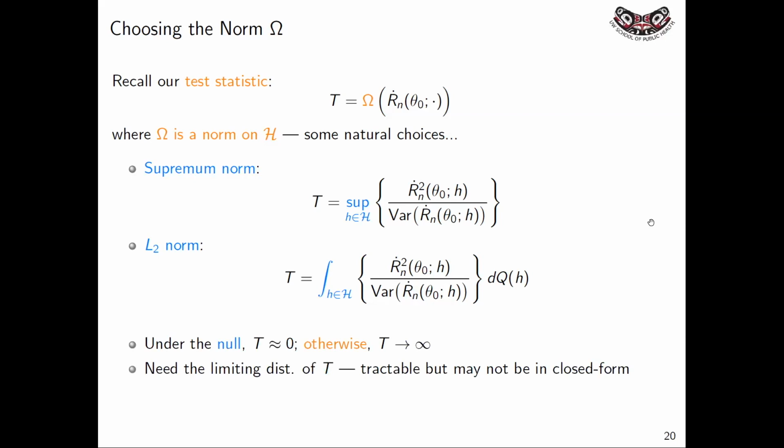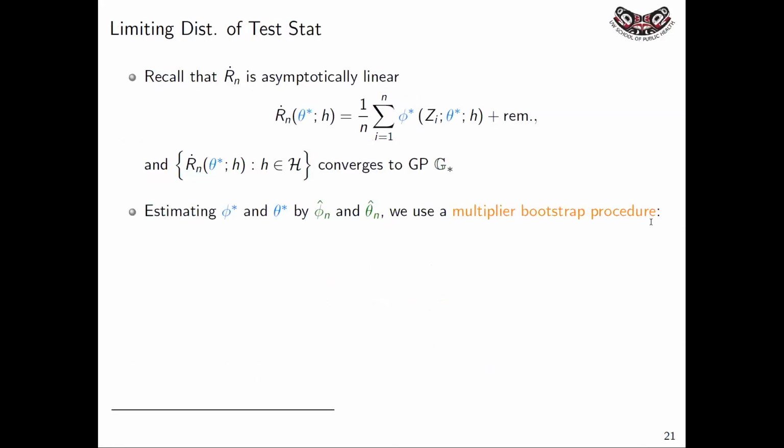But regardless of the norm, under the null, either of these two would be roughly zero. Otherwise, it would be diverging, going to infinity. So we need to find a limiting distribution of this. This limiting distribution is tractable, but might not be closed form. So what we do is use a multiplier bootstrap for that. Basically, we have an asymptotically linear estimator, and that's the efficient influence function.